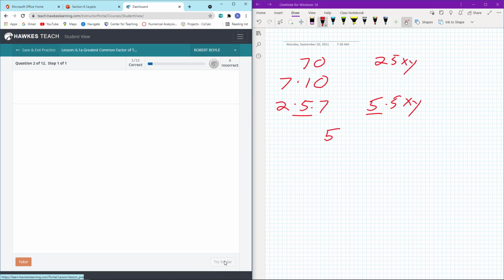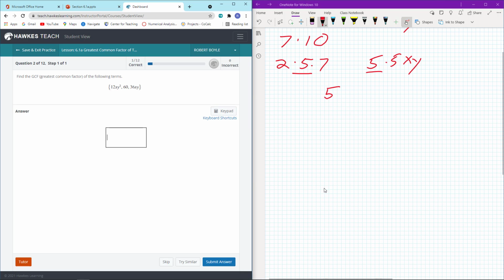Okay, let's try some different problems. Okay, well this one looks like fun. So here we have 12xy squared, 60, and 36xy. Now you might be able to tell right away that the greatest common factor here happens to be 12, because 12 times 5 is 60, and 12 times 3 is 36. But we're going to walk through our steps anyways.